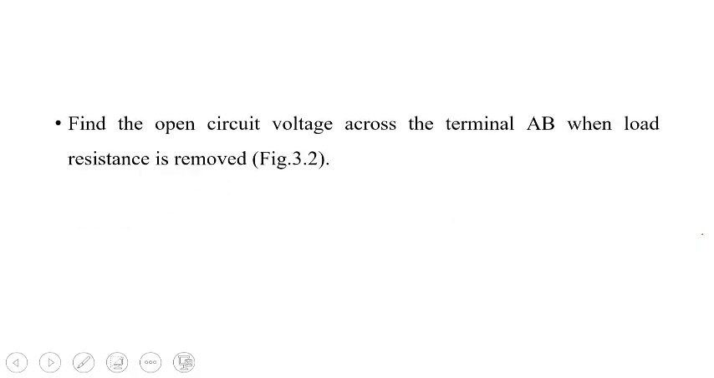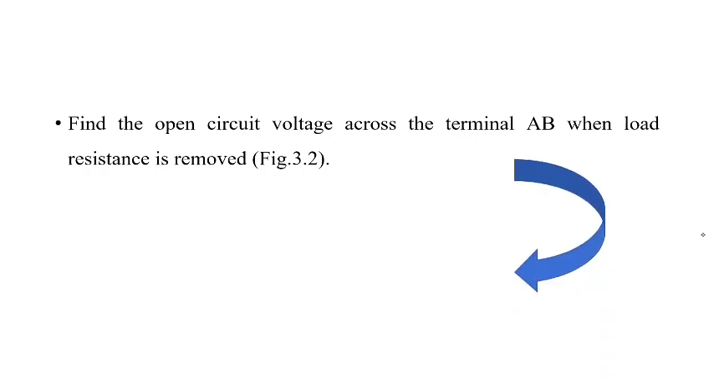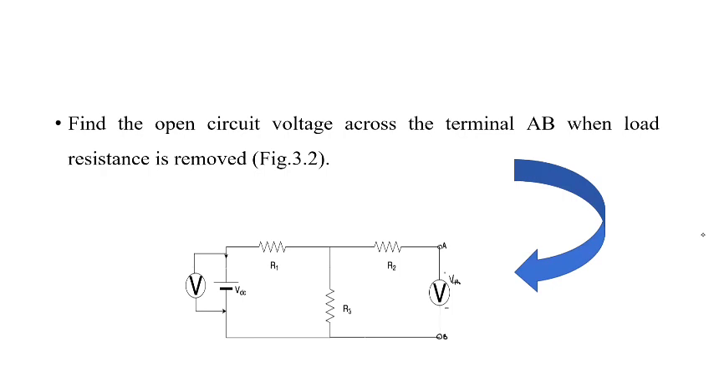Secondly, find the open circuit voltage across the terminal AB when the load resistance is removed. So in the previous figure, you are going to simply remove the load resistance and then connect a voltmeter across those terminals and measure the voltage across it. That will be known as your Thevenin's voltage. This would be your step number 2.